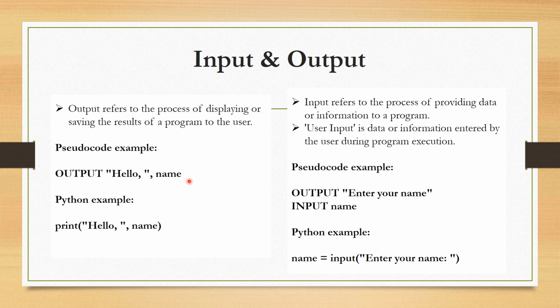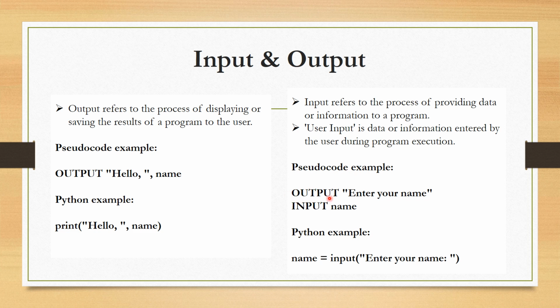And in Python, we will use the print keyword, or it's a function. Whatever we write inside these double quotes is going to be displayed on our screen, right? So input refers to the process of providing data or information to a program. User input is data or information entered by the user during program execution.